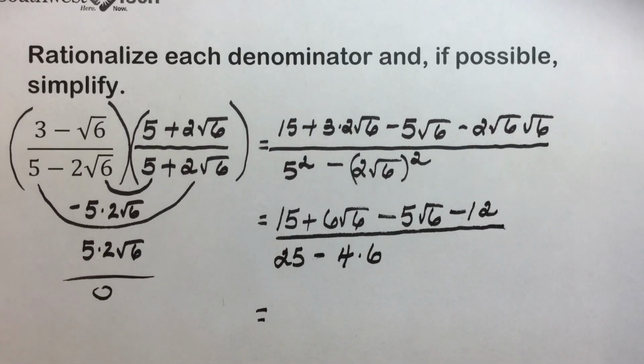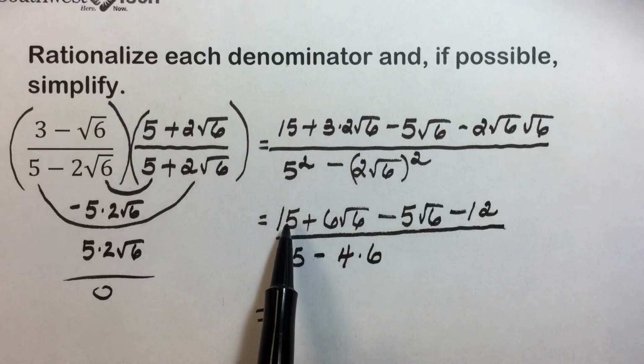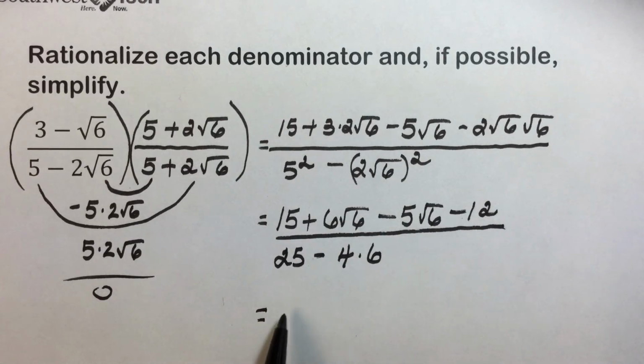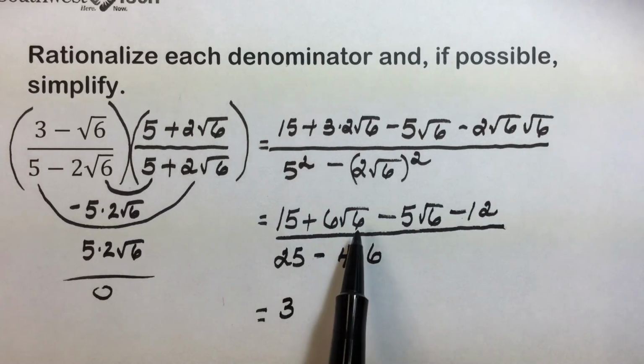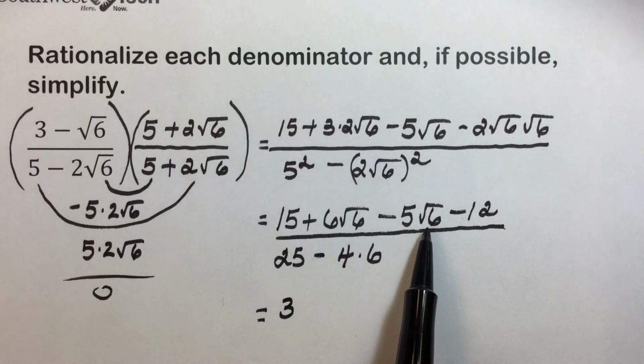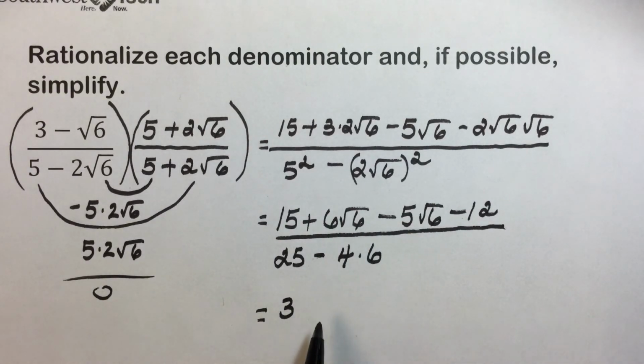Simplifying the numerator, we have one more thing that we can combine, the integers. 15 minus 12 leaves a 3. These radical expressions are similar, so we can combine those. 6 minus 5 leaves 1 square root of 6.